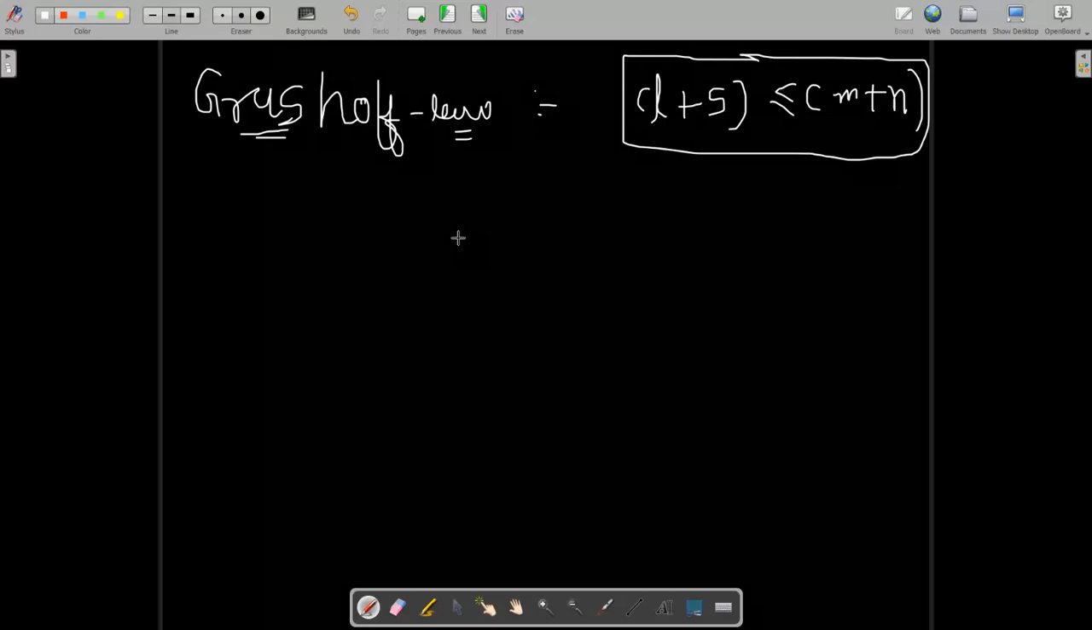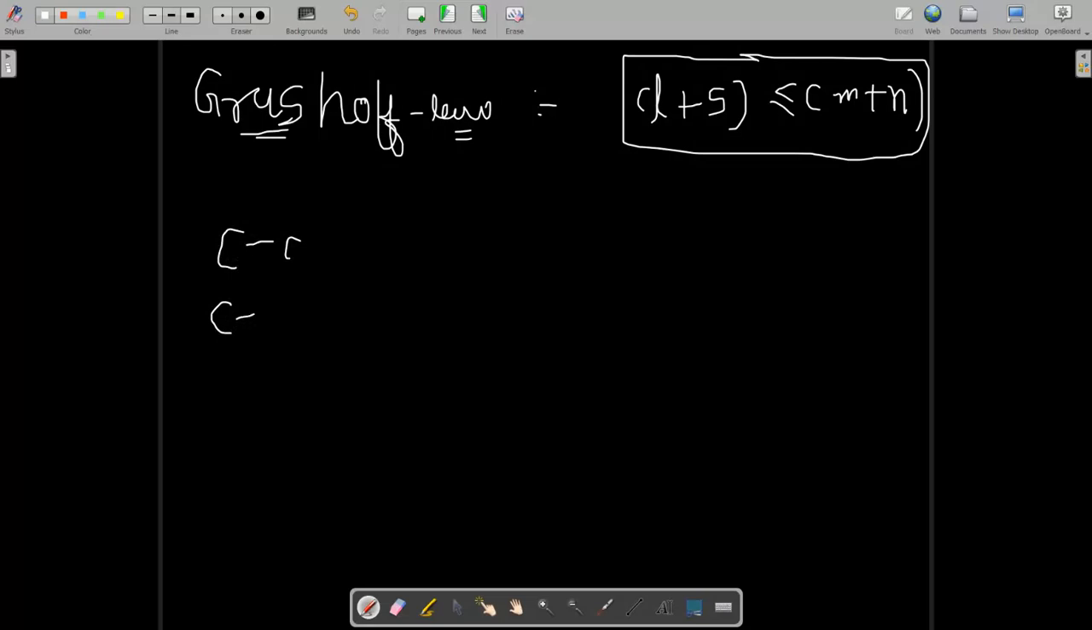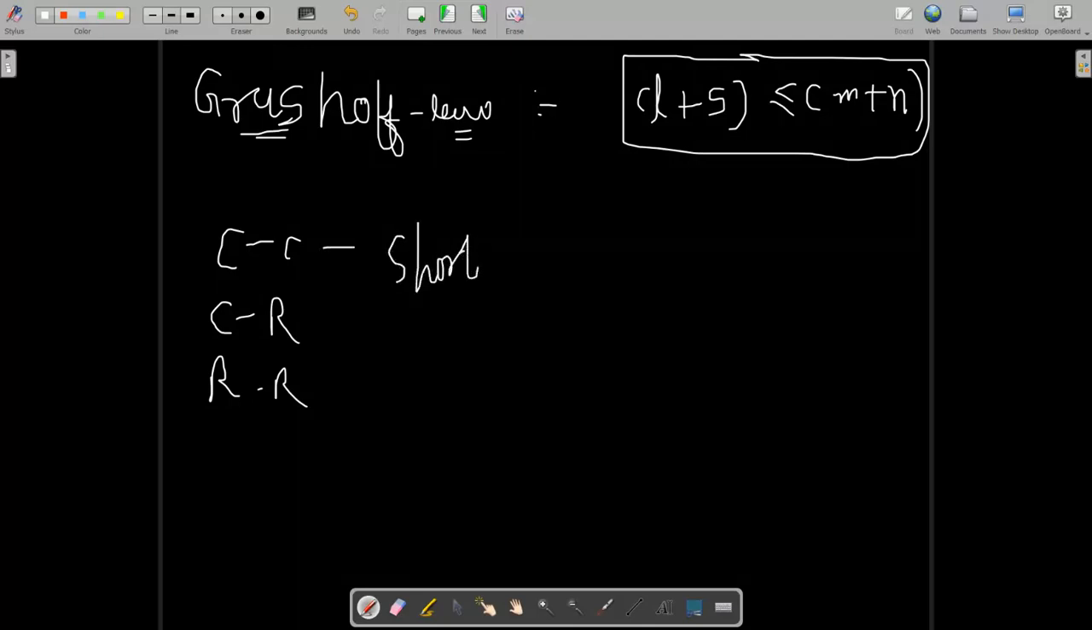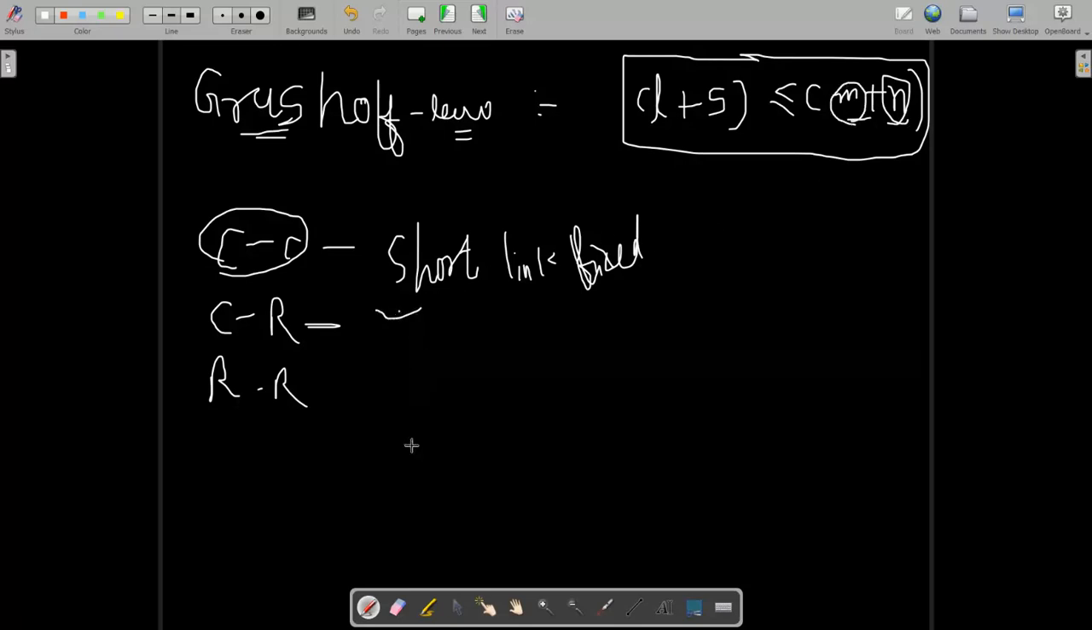Here there are three types of mechanism: crank mechanism, crank rocker mechanism, and rocker mechanism. A crank mechanism occurs when the shortest link is the fixed link. Crank rocker means the fixed link is adjacent to the shortest link, that is, one of the links in between, M or N, and then we get a crank rocker mechanism.